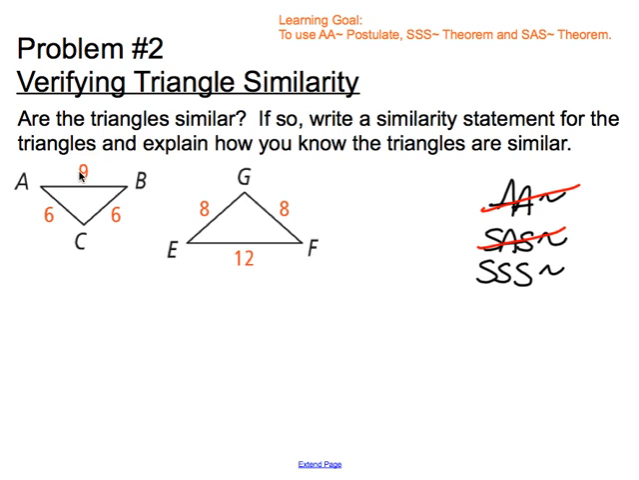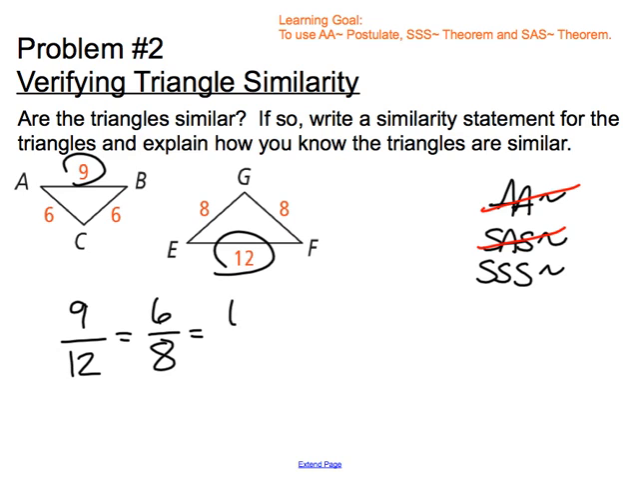So let's pair the long sides. Let's pair the 9 with the 12. I'll do the side from triangle ABC over the side from triangle EGF. So in this case we have 9 over 12. And the other two sides are congruent, so we have two isosceles triangles here. So we have 9 over 12 equals 6 over 8, which also equals 6 over 8. Since these two are the same, I can ignore this second one.